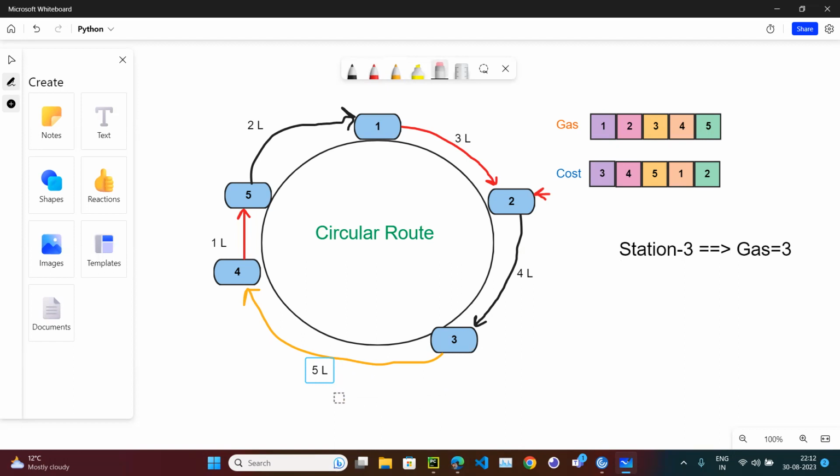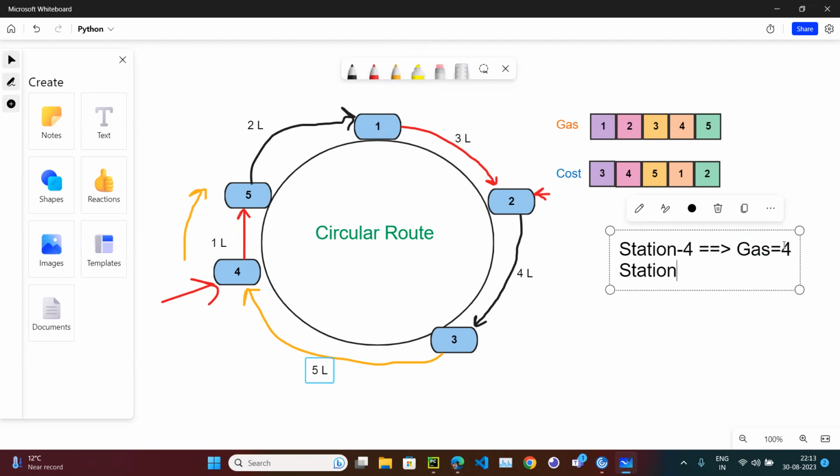Now let's check the next point. Let's suppose our car starts from here, station 4, because we need to find the starting point. If we start from station 4, how much gas can we fill? We have 4 liters of gas, so we can start moving. We reach the next station, and we spent only 1 liter. So we reach station 5.